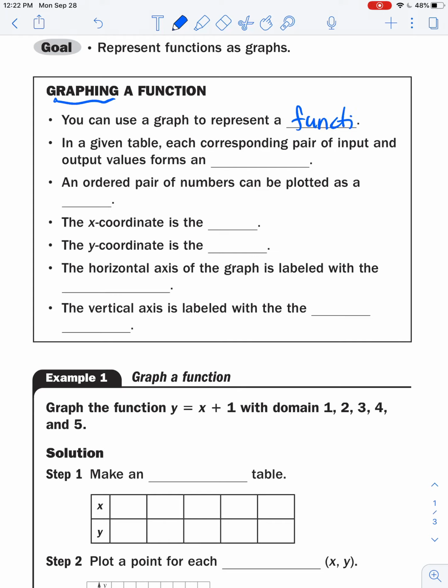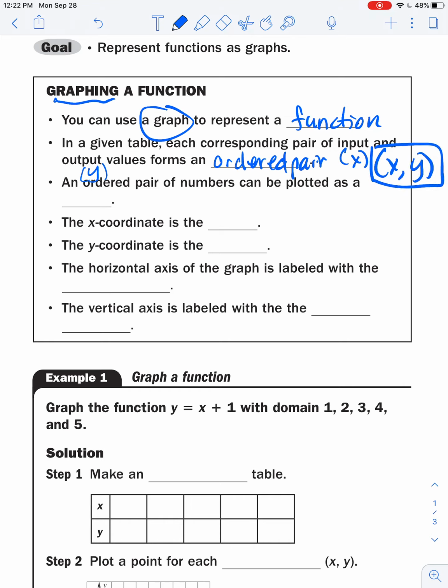It says you can use a graph to represent a function. So what we've been doing is listing the numbers as tables or ordered pairs. Now we're going to look at graphs. In a given table, each corresponding pair of inputs, remember that's your domain or X, and output, that's your range or Y, forms what we call an ordered pair. You've probably seen this somewhere. That's going to be an X followed by a Y. I can remember which order they go in because it's alphabetical.